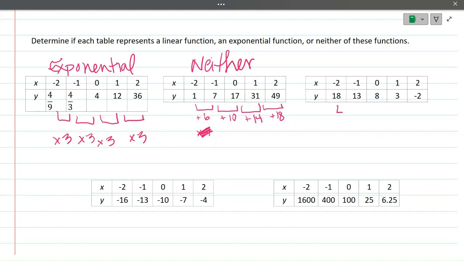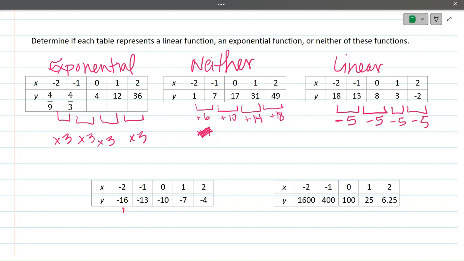All right, let's look at this one. Going from 18 down to 13, I'm going down by 5. Then I'm going from 13 down to 8, going down by 5. 8 to 3, going down by 5. 3 to -2, I'm decreasing by 5. We have a constant rate of change, a decrease of 5. That means this is linear. That means this function would have a slope of -5.